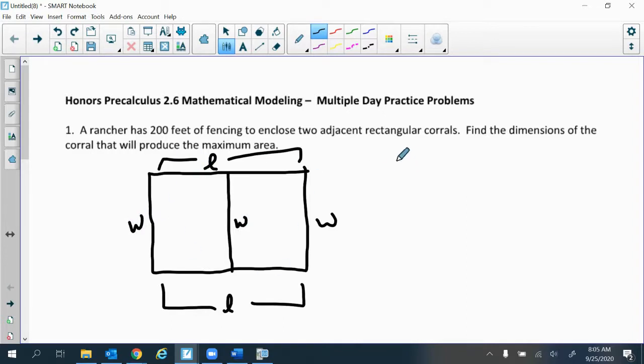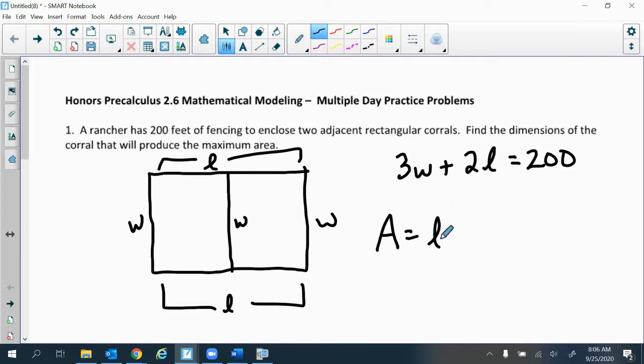So if I add the 3 widths and the 2 lengths together, that has to add up to 200 feet. So that's the perimeter, essentially, including that part in the middle. So I have 3W plus 2L equals 200. And then my goal is to find the maximum area. So I have to find another equation for area. So area equals length times width.